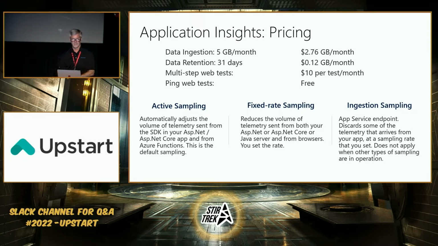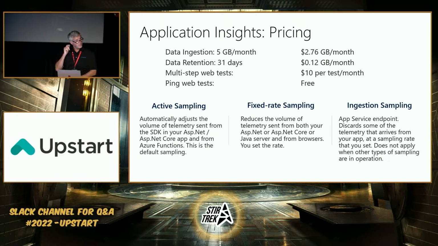One note on pricing. Again, it's an ingested data amount. I think the default here is 5 gig. There's a pricing monitor calculator on site, but if you say it's 5 gig a month, $2.76 a gig per month, it generally defaults to 31 days. And that multi-step web test will go away someday, but right now it's $10 a test. And then ping tests, so availability. Hey, does my app have a heartbeat or not, right?